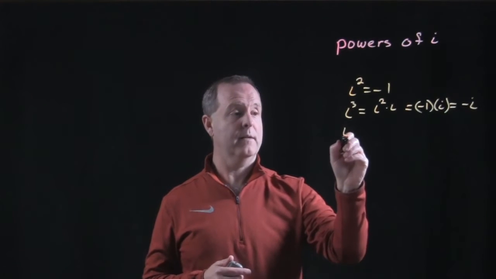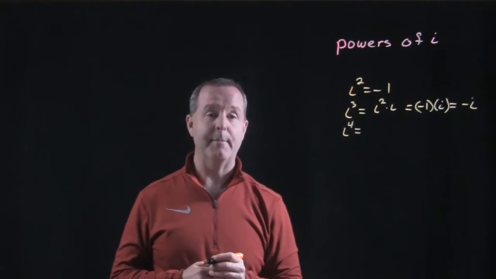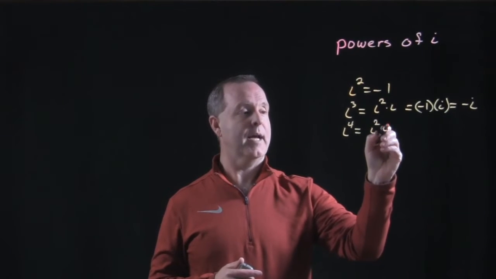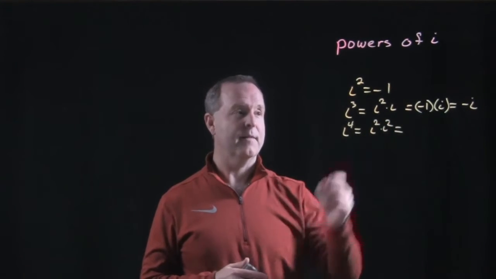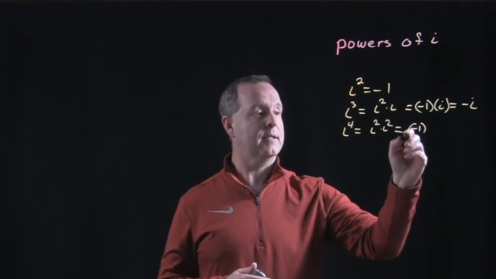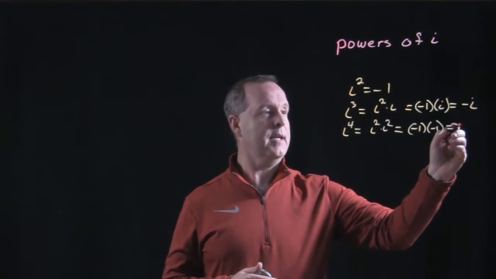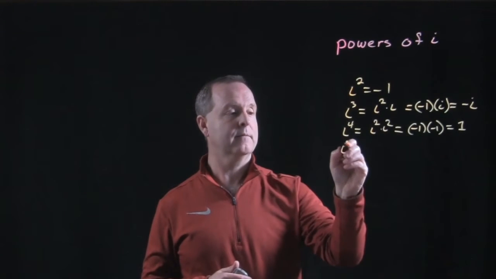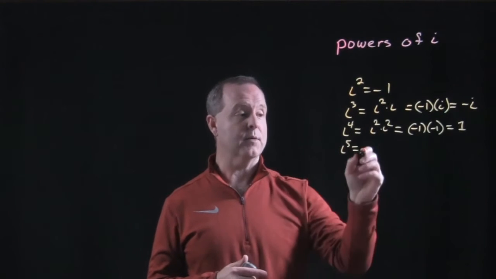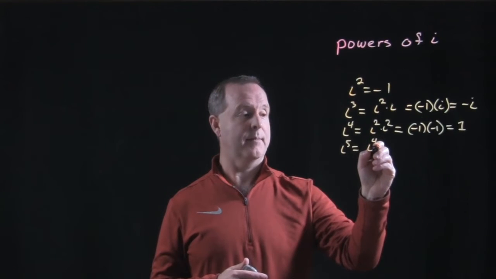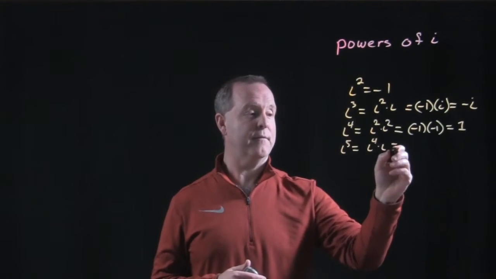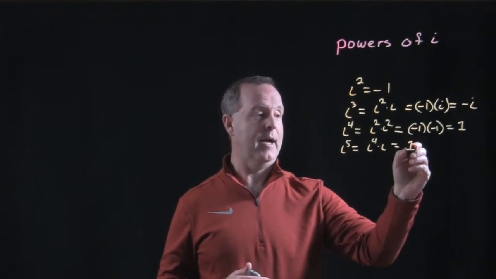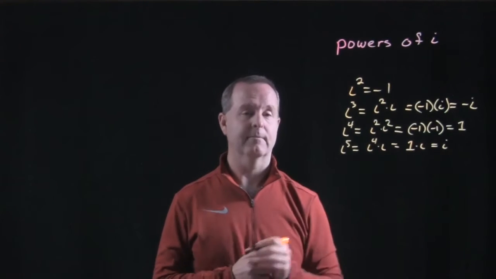i to the fourth, same type of idea. I can do i squared times i squared. That equals a negative 1 times a negative 1, which equals a positive 1. i to the fifth equals i to the fourth times i. i to the fourth we just discovered was 1, times i, just equals i.